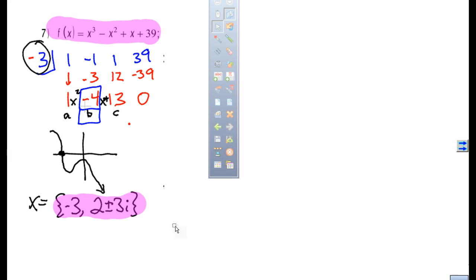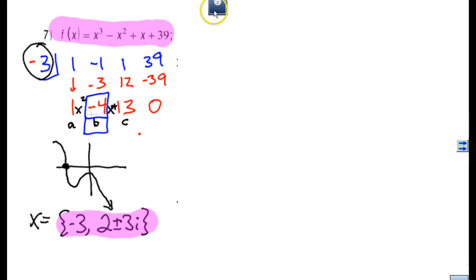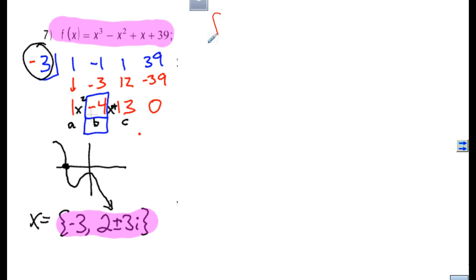Alright. So our goal is to try to do this part backwards. I already know it's going to be f of x equals x plus 3, with this part right here, that polynomial, that gives us the answers of 2 plus or minus 3 root i.